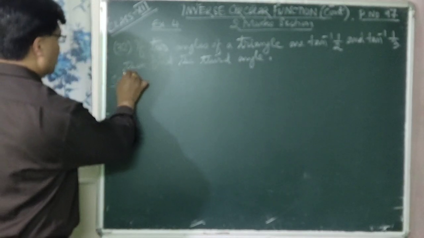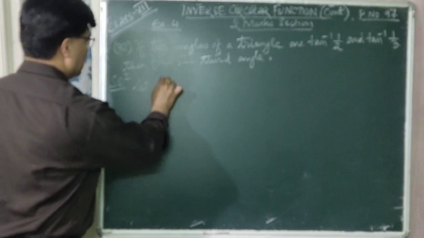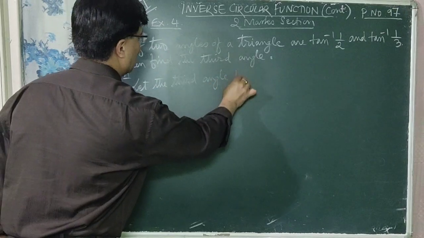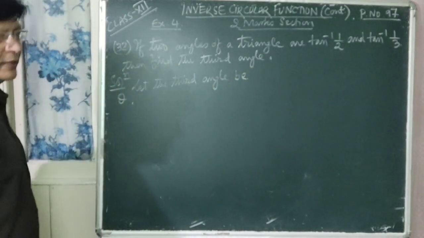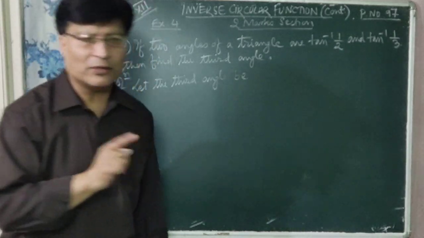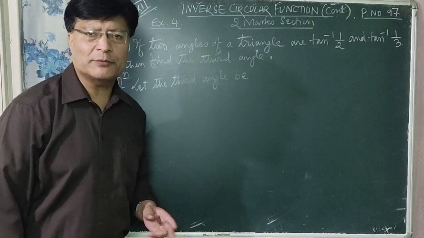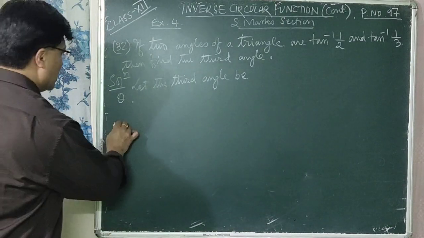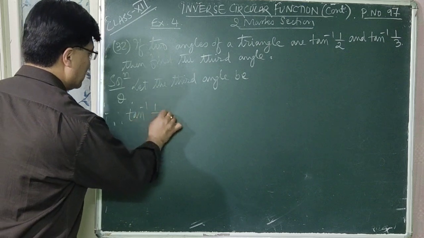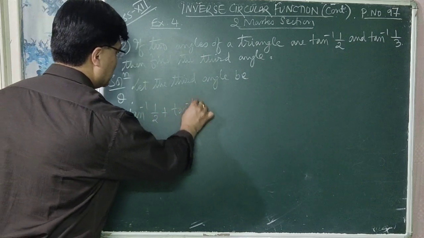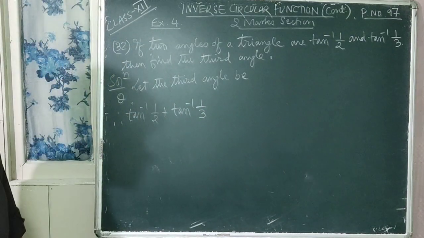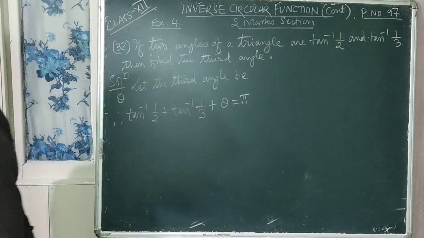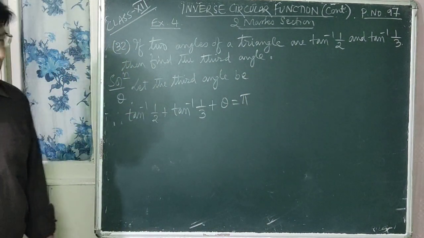Solution: let the third angle be theta. The sum of the three angles of a triangle is equal to pi, that is 180 degree. Therefore you can write tan inverse half plus tan inverse 1/3 plus theta is equal to pi. Now how do you simplify it?